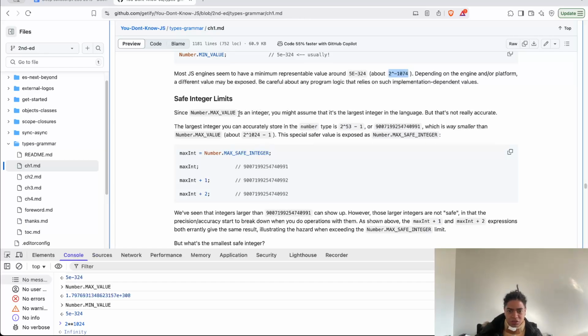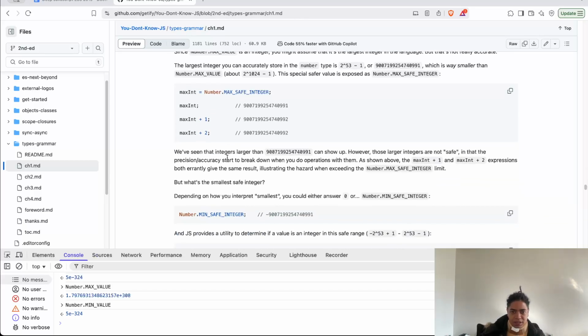So the safe integers here: since Number.MAX_VALUE is an integer, you might assume that it is the largest integer in the language, but that's not really accurate. The largest integer that you can accurately store is this, which is way smaller than the max value, which is about this. This safer value is exposed as Number.MAX_SAFE_INTEGER. That's interesting.